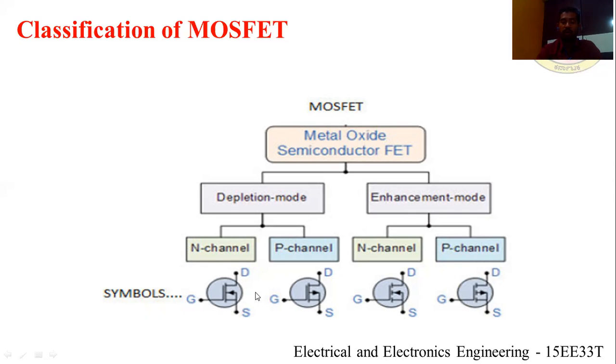These are the symbols of N-channel MOSFET. This is the symbol for N-channel MOSFET, having gate, drain and source terminals. This is the symbol for P-channel MOSFET, having gate, drain and source terminals. This is the symbol for N-channel MOSFET in enhancement mode, and this is the symbol for P-channel MOSFET in enhancement mode.